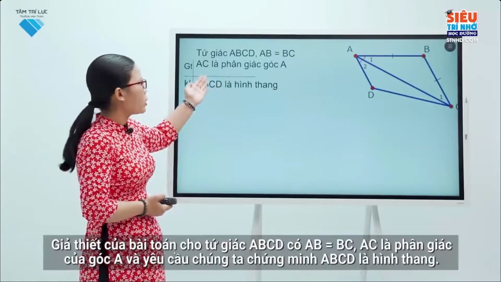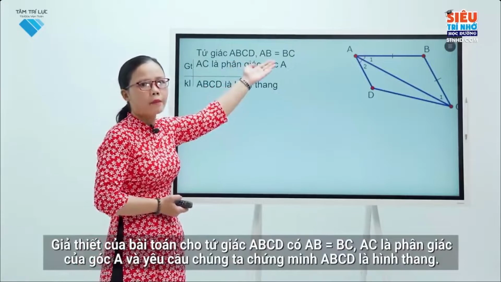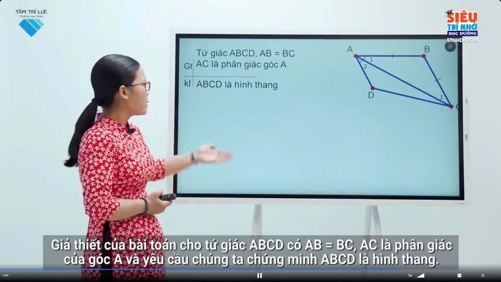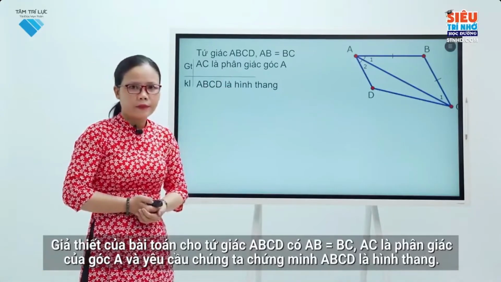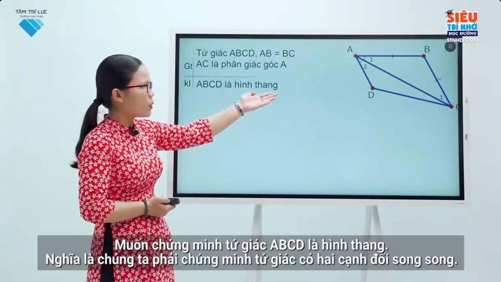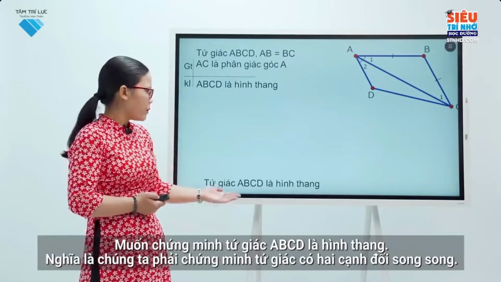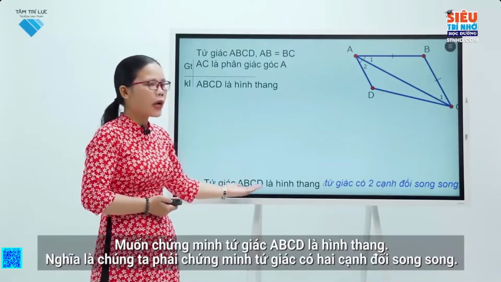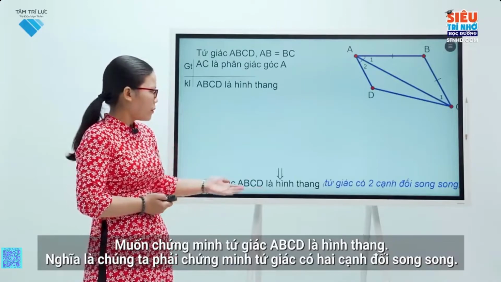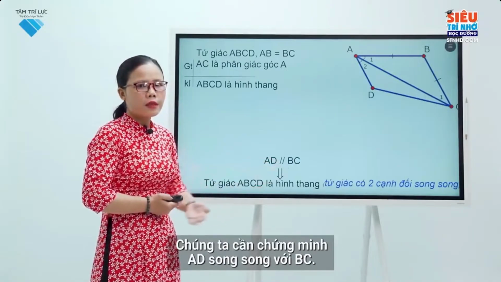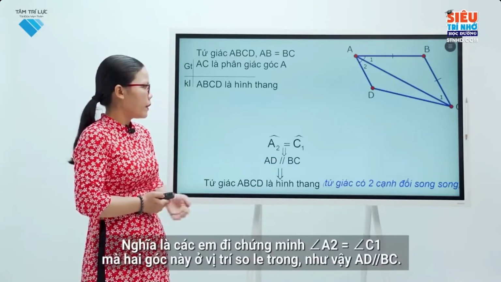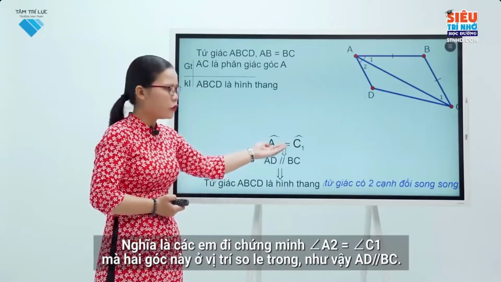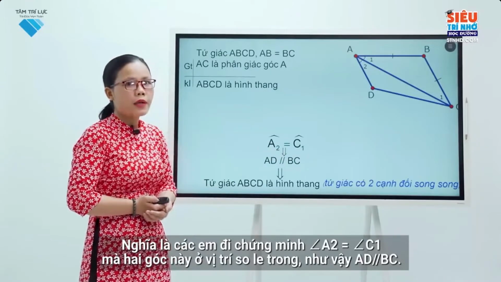The quadrilateral ABCD has AB equals BC. AC is the bisector of angle A, and we need to prove ABCD is a trapezium. Look at the figure. To prove the quadrilateral ABCD is a trapezium, we have to prove the quadrilateral has two parallel opposite sides. We need to prove AD parallel BC, which means you need to prove angle A2 equals angle C1. These two angles are in alternate interior positions, so AD parallel BC.